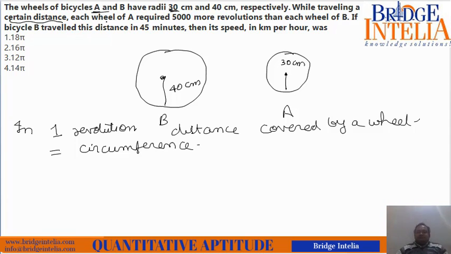So it is given here, each wheel of A required 5,000 more revolutions than each wheel of B. Why? Because here the circumference is small, less. So this wheel will have to rotate more number of times to take you to the same distance. So that's why it is being said that the smaller wheel, which is A, rotates 5,000 more times as compared to the other one.